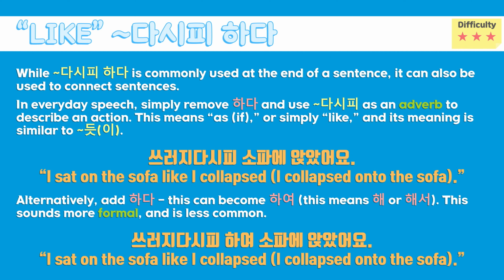Alternatively, add 하다. This can become 하여. This means 해 or 해서. This sounds more formal and is less common. 쓰러지다시피 하며 소파에 앉았어요. I sat on the sofa like I collapsed. Or again, I collapsed onto the sofa.